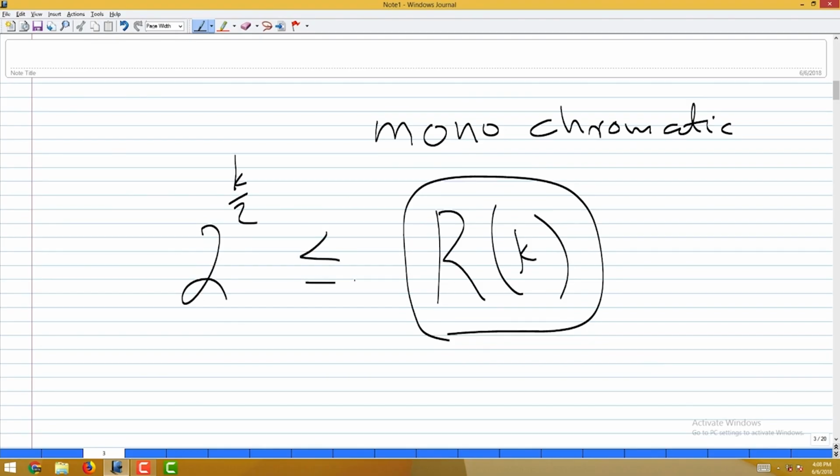So when I say that 2 raised to k by 2 is a lower bound, that means there exists a graph on at least 2 raised to k by 2 nodes, such that neither a clique on k vertices exists in it, nor an independent set on k vertices exists. These numbers are also big.